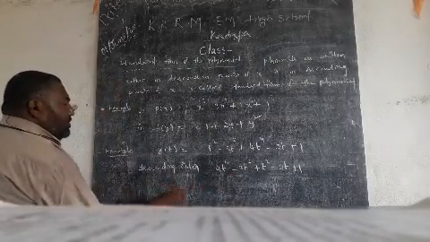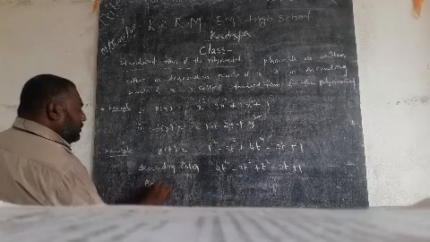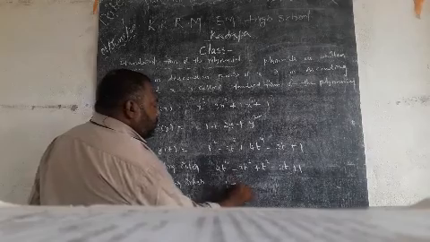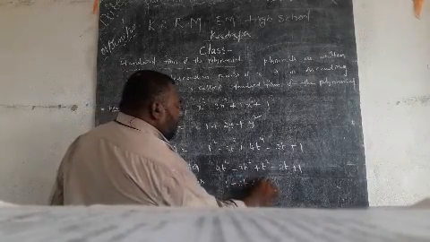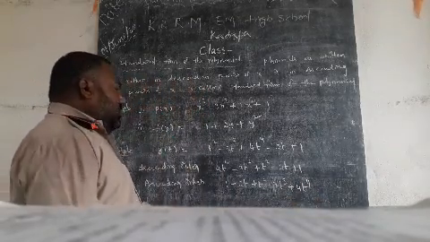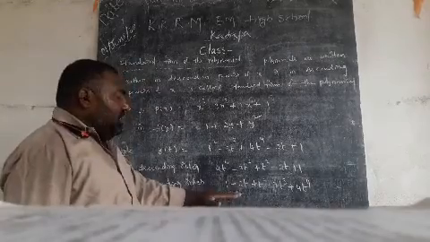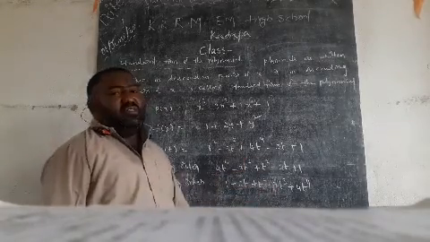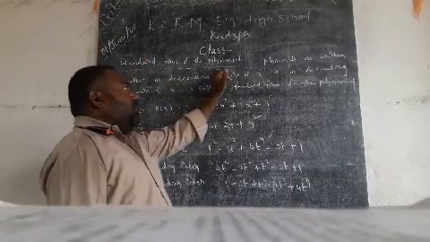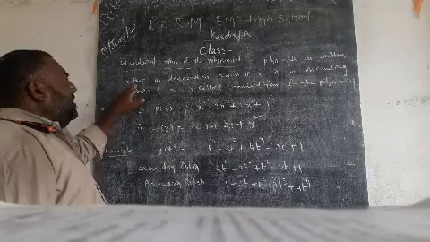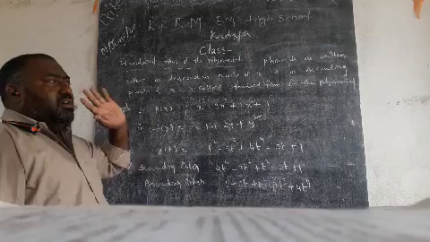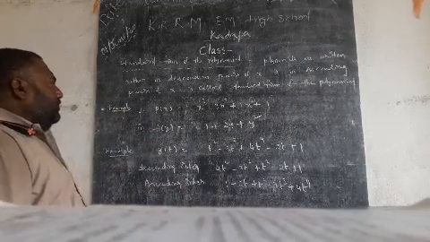Then this polynomial can be written in ascending order: 1 minus 2t plus t square minus 3t cubed plus 4t power 4. This is the standard form according to ascending order. So standard form of the polynomial means polynomials written either in descending powers of x or in ascending powers of x.